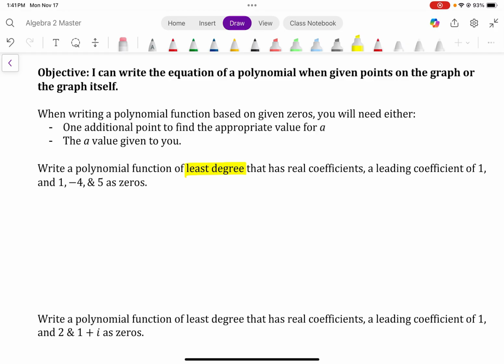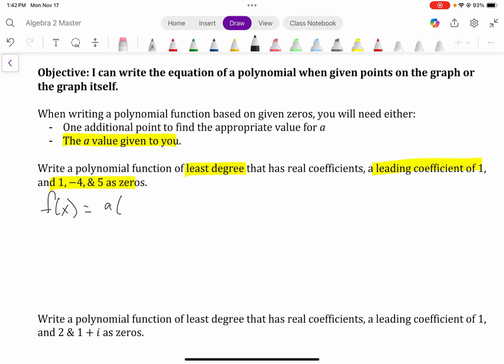And then up above it says you need either one additional point with the zeros or the a value given to you. The a value will sometimes say the a value is pick a number. Other times it's going to tell you the leading coefficient. Okay, the leading coefficient of 1 is our a value. That's the easiest case scenario. And then we are given the zeros.